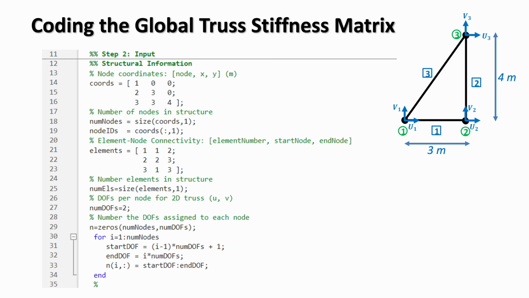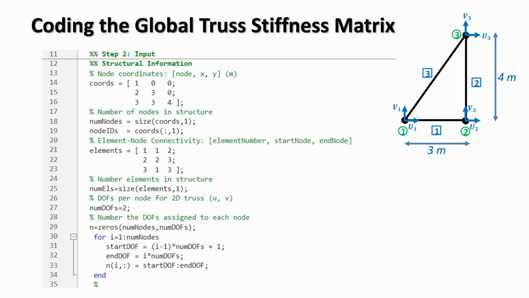Next, we count how many nodes there are by taking the size of the coordinate matrix. In our case, there'll be 3 nodes. We can also extract the node IDs, which are simply 1, 2, and 3. We then define the element connectivity. Each row here represents one element showing its element number, its start node, and its end node. Element 1 connects nodes 1 and 2, which is the bottom edge of the triangle. Element 2 connects nodes 2 and 3, and element 3 connects nodes 1 and 3. Together, the 3 elements form the triangular truss that we can see in the figure. Again, we can use the code to automatically count the number of elements by checking the number of rows in this connectivity matrix. Here, there are 3 elements.